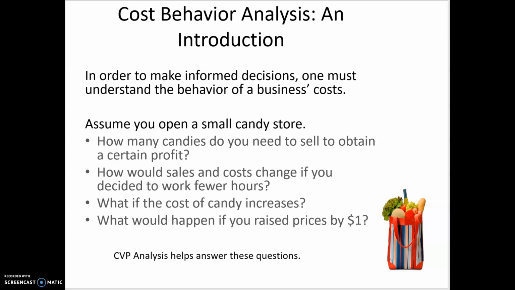What happens if the supplier increases the cost of the candy? What's that going to do to our profit, our operating income? What if we then raised our prices by $1? We're going to be charging our customers more, but is that going to decline the volume that we sell? How's that going to affect our operating income? So these are some things we're going to be looking at when we do CVP analysis.